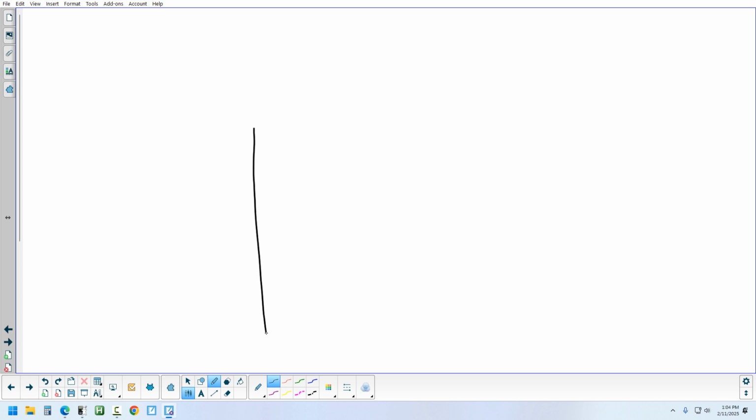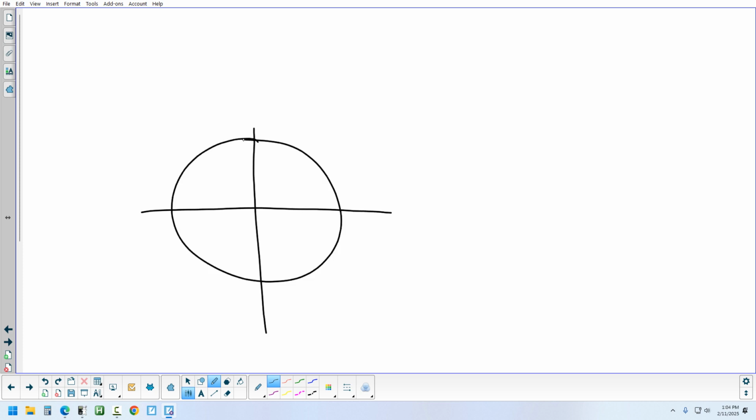All right, so now I just want to take a look at something. Let's say I had this angle over here, exactly halfway between 90 and 180. What number is halfway between those two? 135.